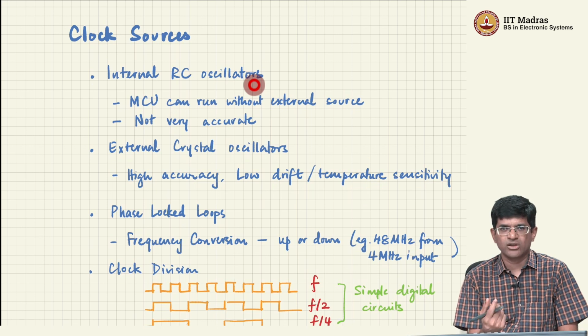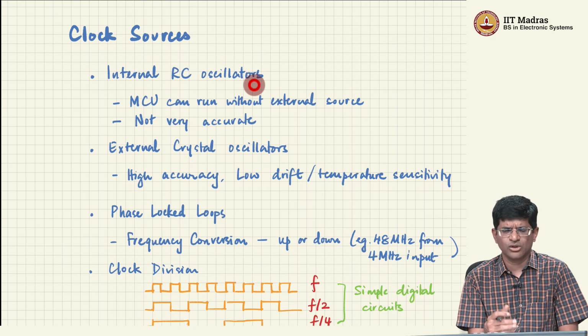The problem is RC oscillators in general are not very accurate, right? They are heavily dependent on the circuit temperature, the voltage supply, the environmental conditions, including things like humidity and so on, which you may not really have control over, right? So typically they are rated at something like 1% accuracy or 5% accuracy.